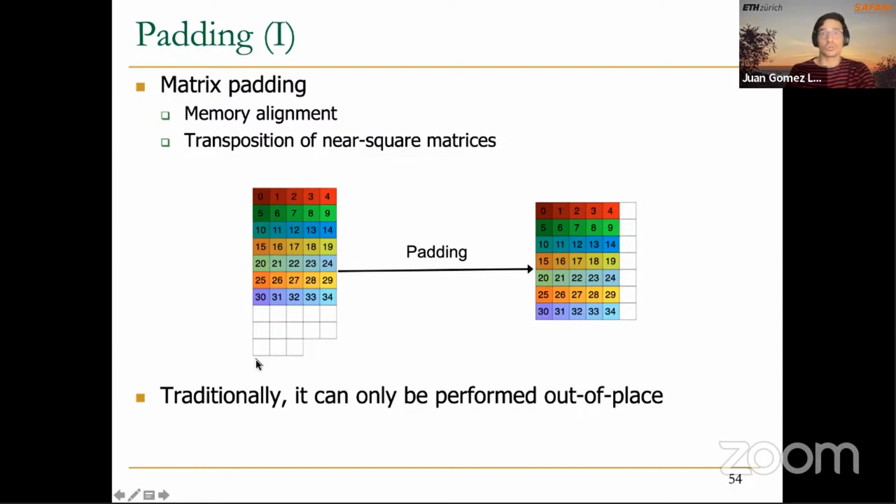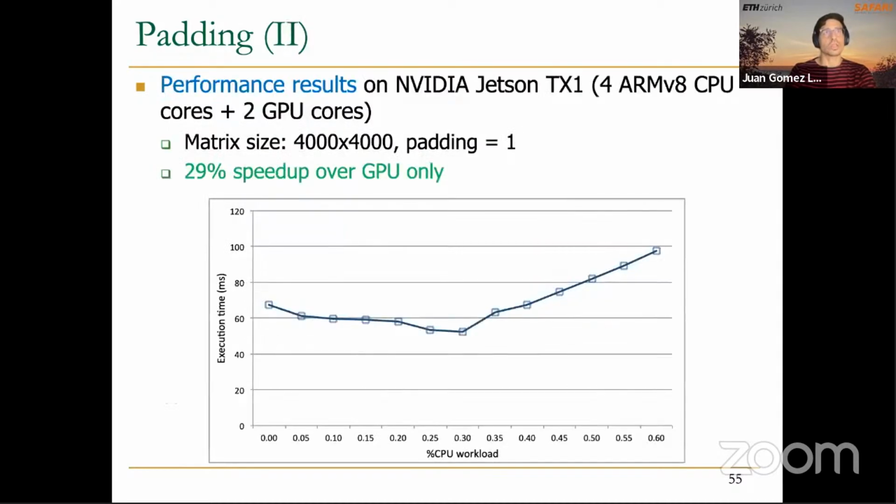So what we are going to do, because we are operating out of place, is divide the matrix into 2 parts. We assign one of the parts to the CPU threads, another part to the GPU threads, and then we have them moving the corresponding rows, right? And if we do that on the NVIDIA Jetson, we will obtain some performance improvement. In this particular experiment, when 30% of the matrix is assigned to the CPU, you see up to 29% speedup over the GPU-only version.